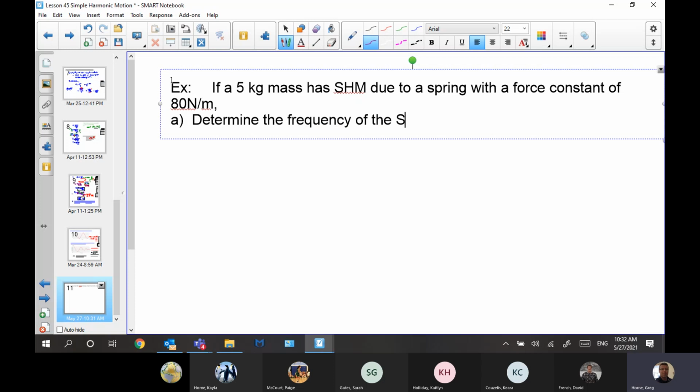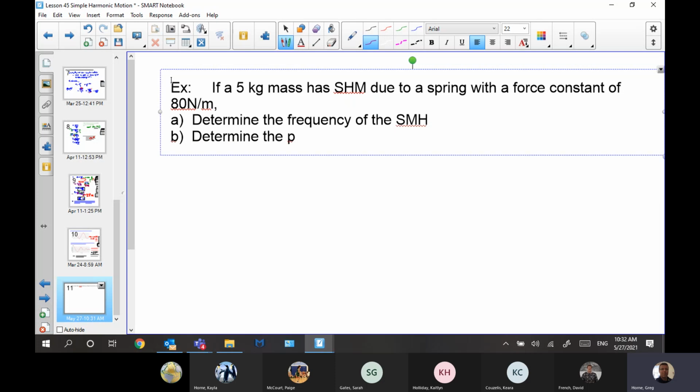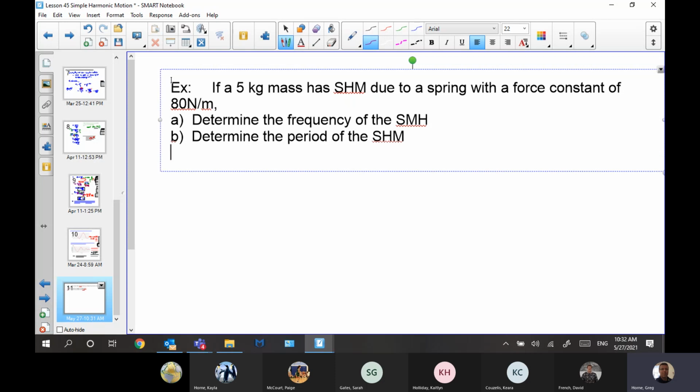Of the simple harmonic motion. B, determine the period. Either way you did this, the period of the simple harmonic motion, and then we could even do something like, I should say here, with an amplitude of, if I want to add extra information, with an amplitude of 10 centimeters or something. I don't know if I can do that actually. I better not.